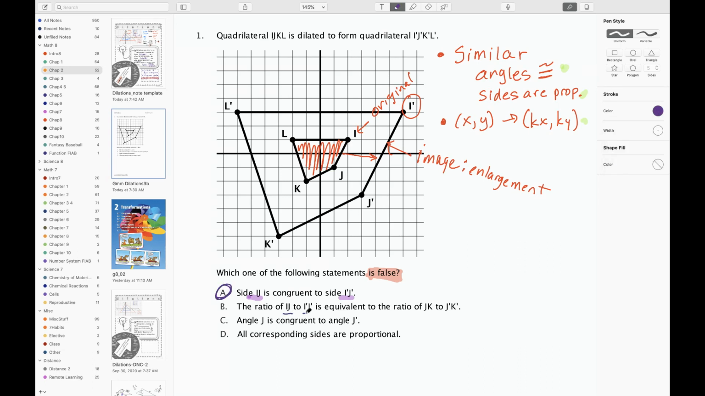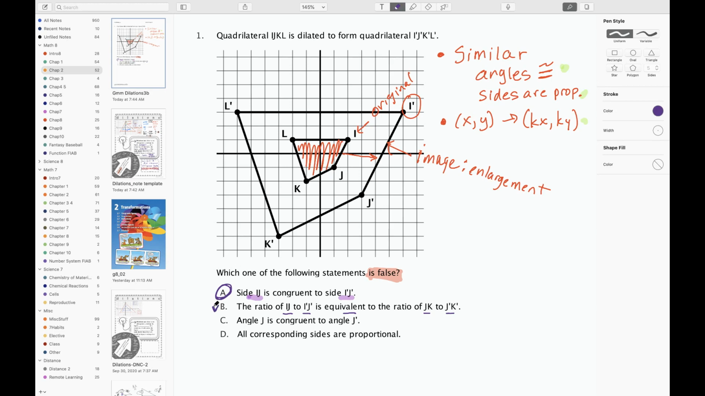The ratio of IJ to I prime J prime is equivalent to the ratio of JK to J prime K prime. So what that's just meaning is that the ratio should be the same for all sides, just so you know. If the scale factor is 2, it's going to be 2 for all the sides. So the ratio is going to be the same for all of the sides. So this is a true statement. So we're going to say yes on that. But we're not looking for true, we're looking for false. But we're going through all of them just to make sure I didn't mess up.